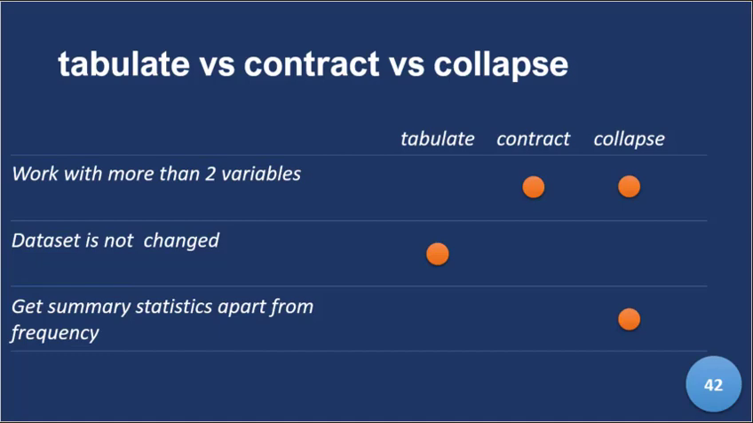And then collapse is very powerful because it gives us other summary statistics that we may need, mean, median, mode, and percentiles, apart from frequency. But contract is limited to frequency alone. So these are just small changes. They are detailed, and in advanced classes, we'll talk about them in more detail. But for now the goal is just to understand how they help us check for completeness of data.